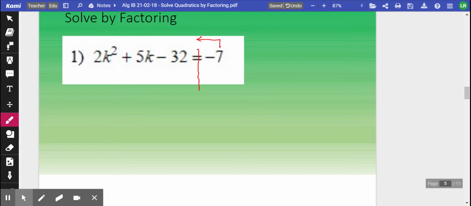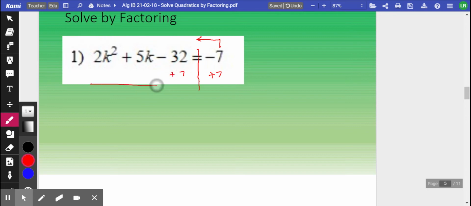When I'm doing this, I do want to make sure if I'm using the traditional method that this a value is positive. If it's not positive, that creates issues with how we factor. So add 7 to both sides. That's going to give me 2k squared plus 5k, and -32 plus 7 is positive 25. So it says equals 0.